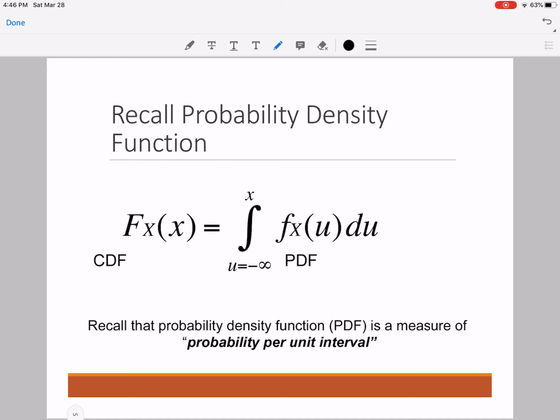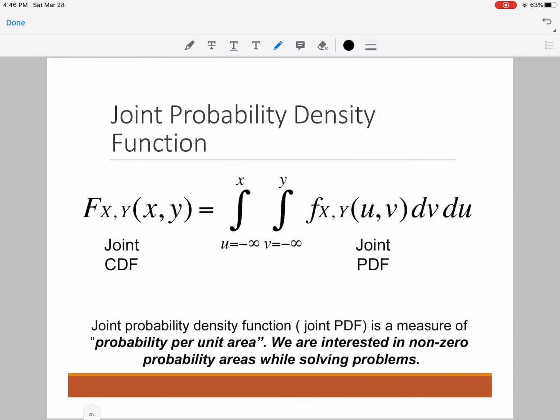This concept can be extended to joint random variables comprising x and y, and now you will have a joint CDF, capital F of x, y, which is obtained by double integrating the joint PDF, small f of x, y, from -infinity to y first, and then from -infinity to x. You can also switch the integration order, that's not a problem. Joint PDF happens to be the most useful probability model for joint continuous random variables, and we will use them almost exclusively to find all kinds of probabilities for all kinds of events.